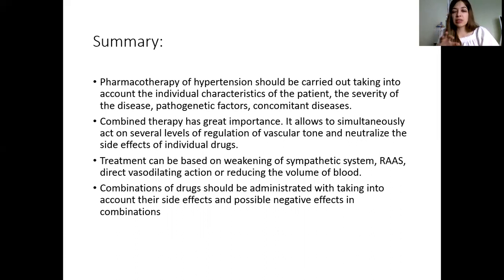Treatment can be based on weakening of the sympathetic system, the renin-angiotensin-aldosterone system, direct vasodilating action, or reducing the volume of blood by diuretics. Combinations of drugs should be administered taking into account their side effects and possible negative effects of combinations. Why? Guys, let's pay attention.